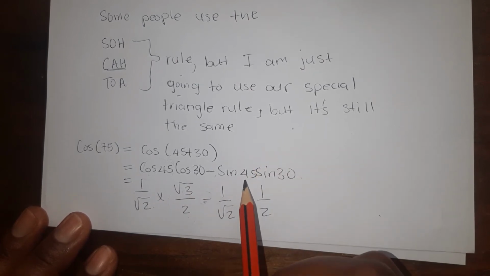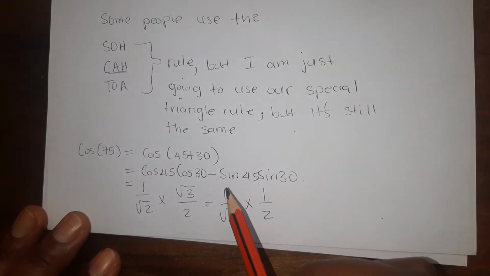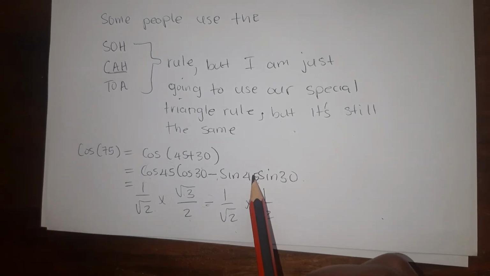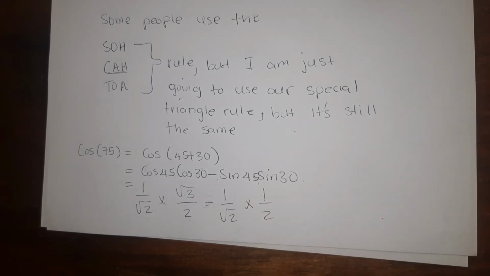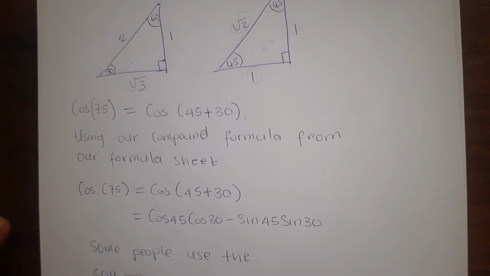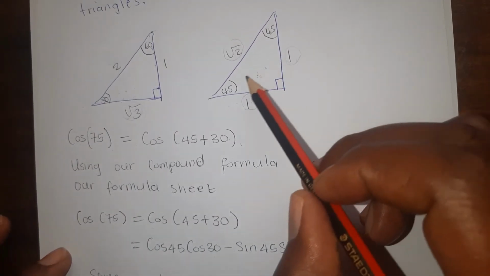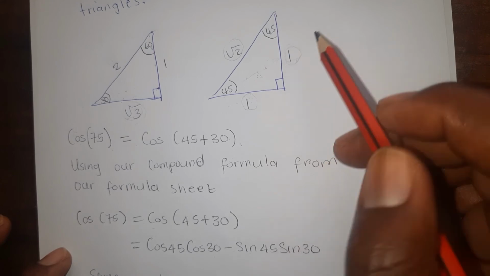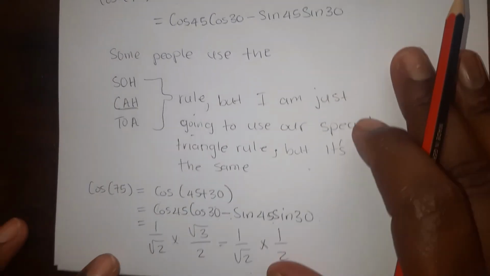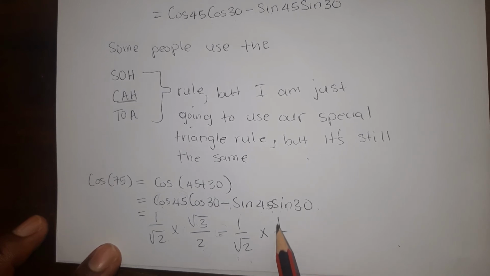And then our sine 45 is going to be 1 over square root of 2. We are going to use the 45 and 45 special triangle. Sine is opposite over hypotenuse. Our opposite here is 1. Our angle is opposite to this, and our hypotenuse is this one. Hence it is 1 over square root of 2. And our sine 30 will be 1 over 2.